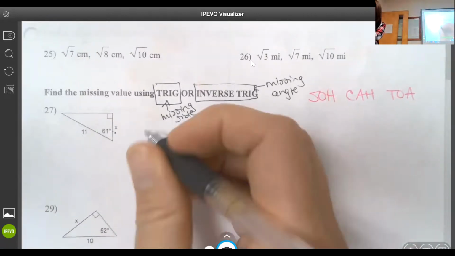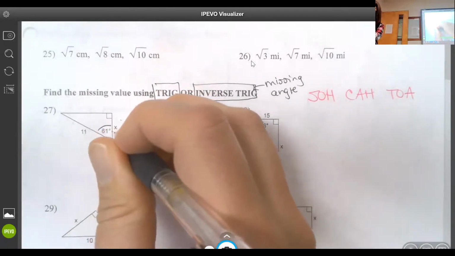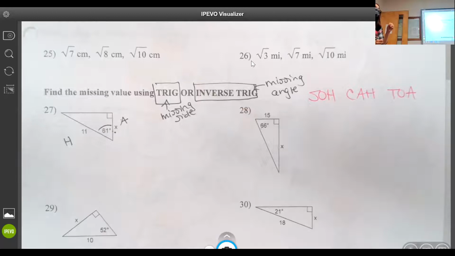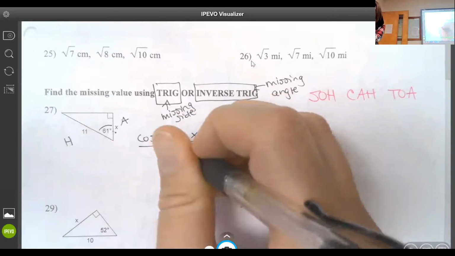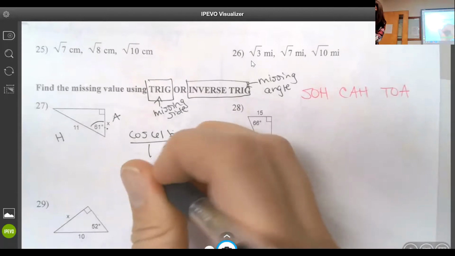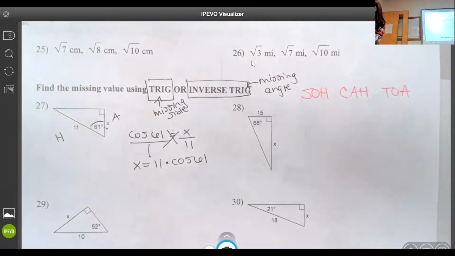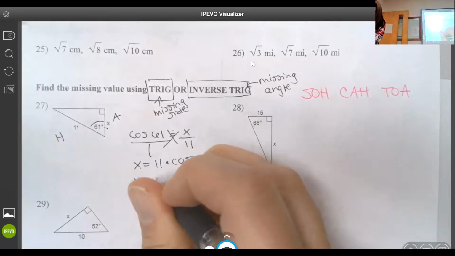So regular trig, here's my angle. X is my what side in relationship to this angle? Adjacent, and this is my hypotenuse. So which trig function should I use? That's your first question here. If I have adjacent and hypotenuse, I should use cosine. And the cosine of 61 equals x over 11. Put that trig function over 1 and cross multiply. X equals 11 times the cosine of 61, which gives me, rounding, 5.3.